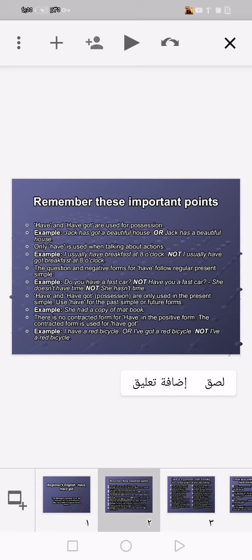There is no contracted form for have in the positive form. The contracted form is used for have got. Example, I have a red bicycle. Or I have got a red bicycle. يقول لك انت هنا تقدر تستعمل المختصر مال have got وتقدر تعوض بدل have got 've got. لكن اذا استعملت have بالجملة ما تقدر تستعمل الابريفيشن يعني المختصر مالتها. يعني I have a red bicycle ما اقدر اقول I've a red bicycle.